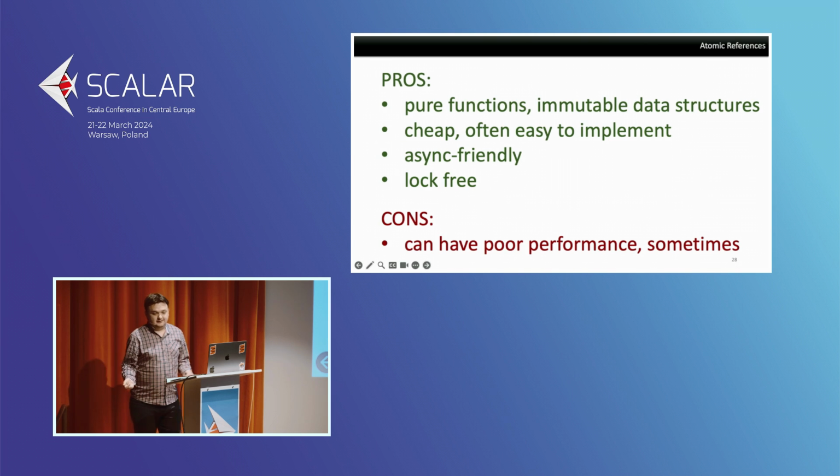So the benefits of working with atomic references compared to other solutions like the synchronized block, right? Pure functions, immutable data structures that can be tested independently, cheap, really cheap sometimes, like you just shove immutable stuff in an atomic reference.